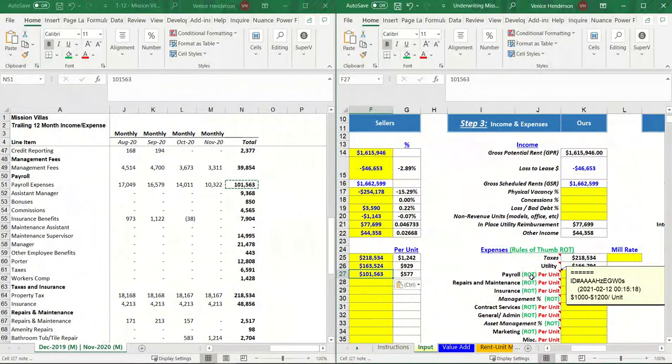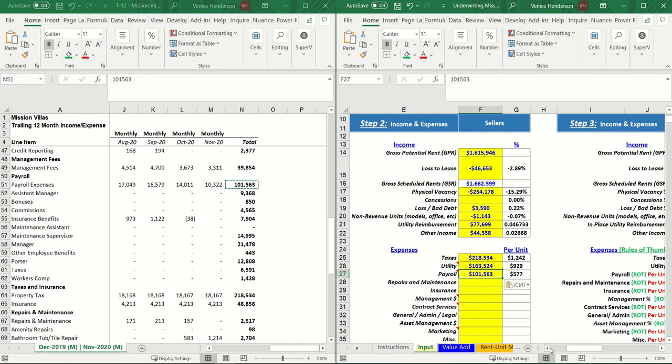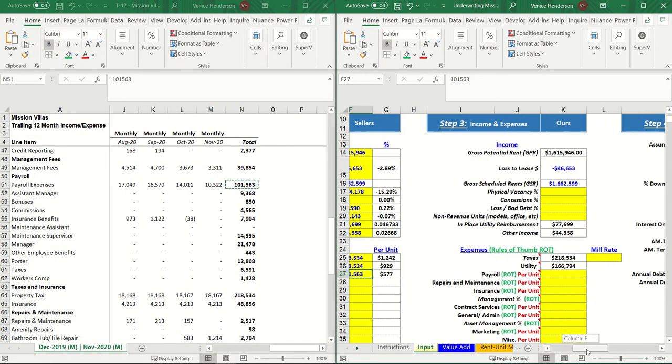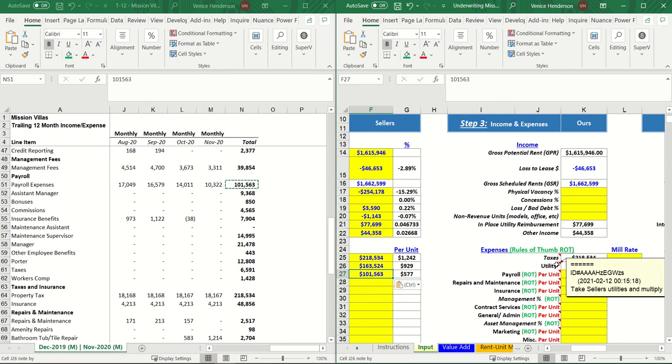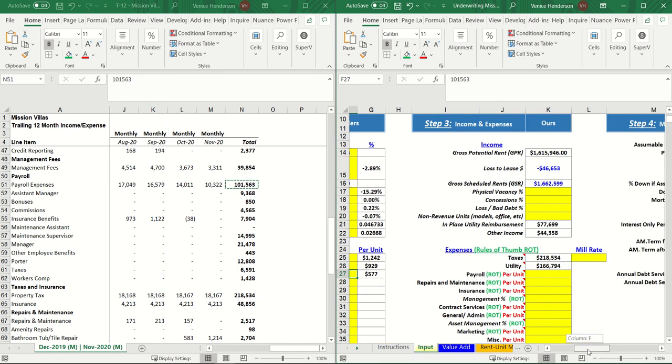Our payroll expense, I would expect to be at $1,000 per unit. We're only at $577. I wonder why this thing is going in the trash. The employees have no incentive to work. All right, that was just my initial instincts. Let's see what the utility rule of thumb is, which I like. This is awesome that this is here.